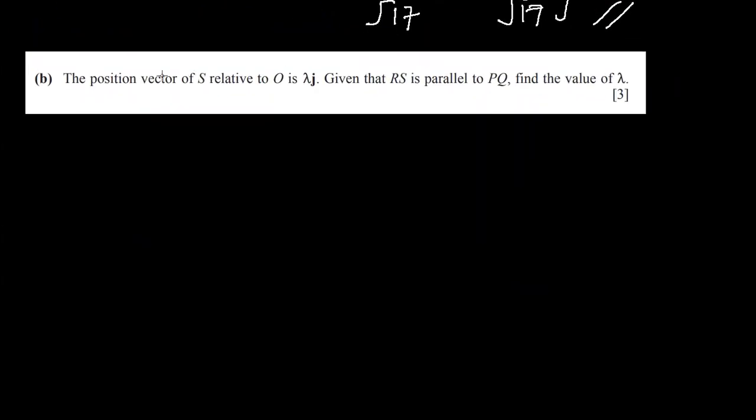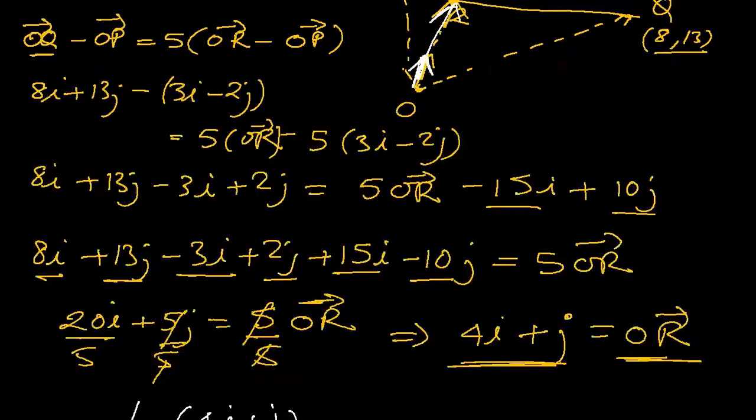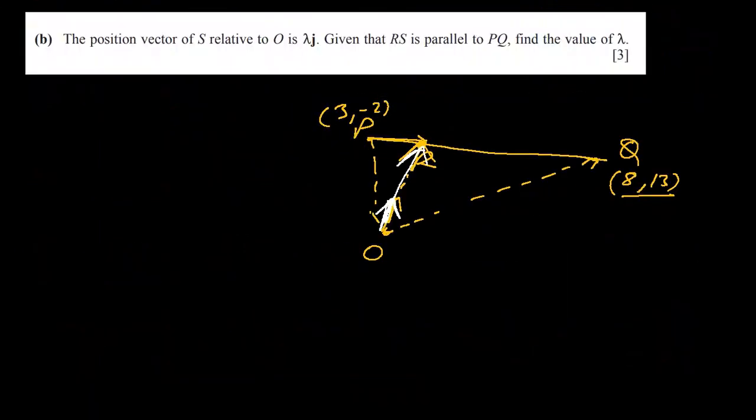Next one, the position vector of S relative to the origin is lambda j. Given that RS is parallel to PQ, let me copy the drawing I had earlier. Here is PQ and RS. So R is here, and RS is parallel to PQ. Okay, that means RS is also in this direction. Say S is here. Find the value of lambda.